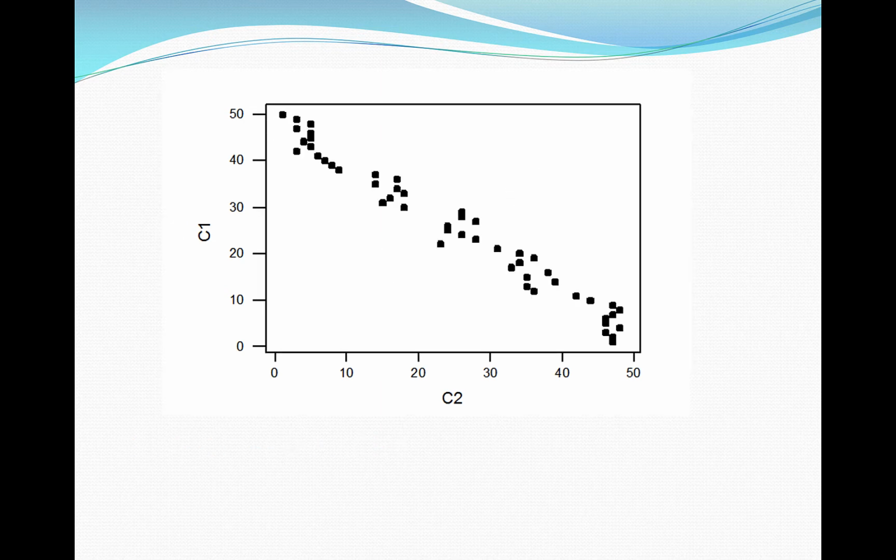This next one is very similar. The only difference is, of course, it has a negative slope. Still, these points follow that basic linear pattern. So here we would say this is a negative linear correlation.